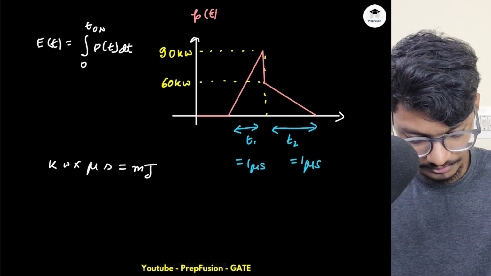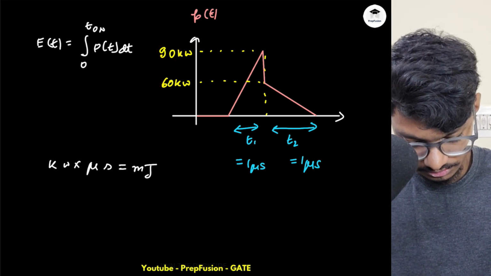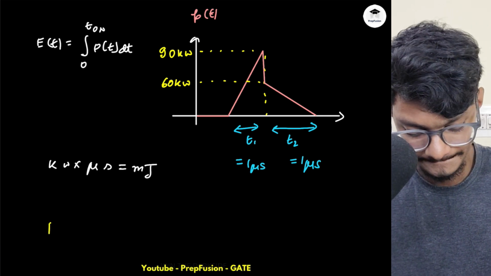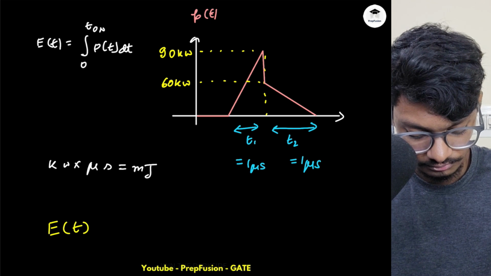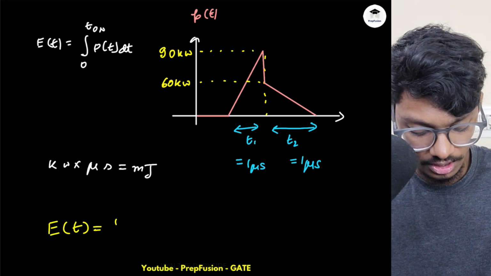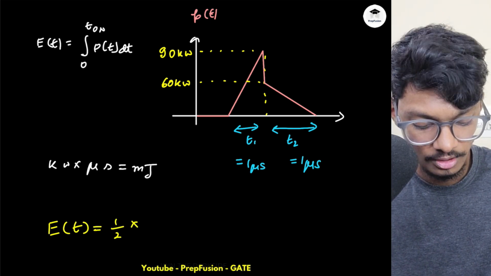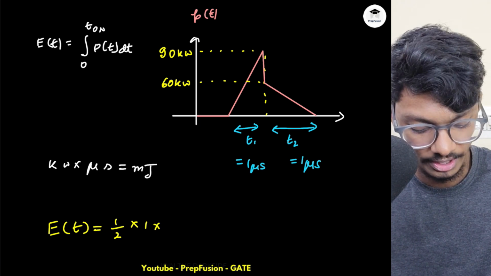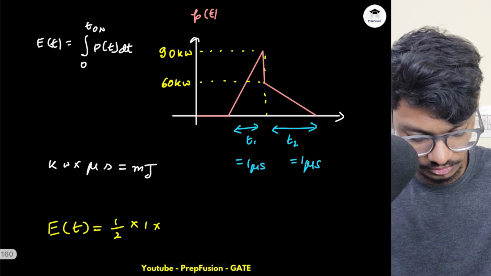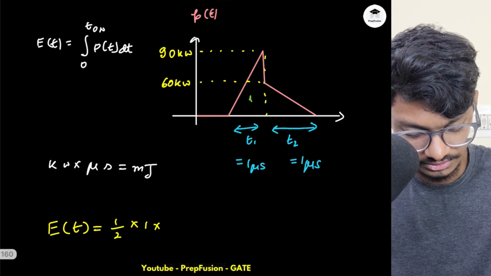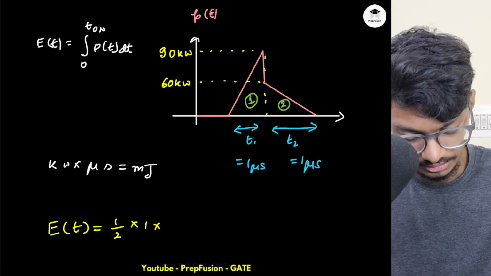So basically if I compute the energy, energy is equal to half into base into height. So half into base is T1, that is 1 microsecond, into height. Height is how much? 90 kilowatts for this first triangle. So I will break it down into two triangles. This is the first triangle and this is the second triangle.